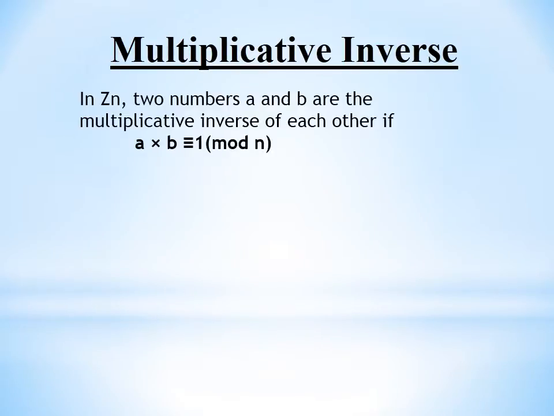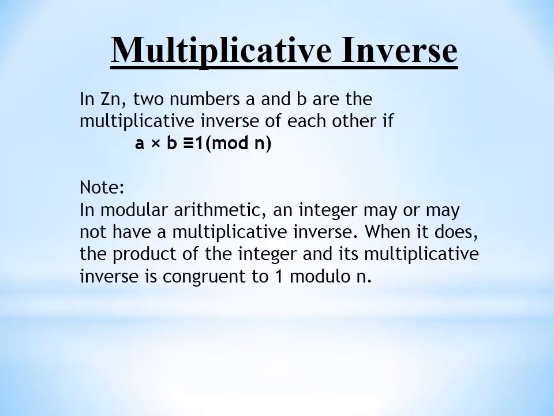Multiplicative inverse. In Zn, two numbers a and b are multiplicative inverses of each other if a multiplied by b modulo n gives you 1. Note, in modular arithmetic, an integer may or may not have a multiplicative inverse. When it does, the product of the integer and its multiplicative inverse is congruent to 1 modulo n.